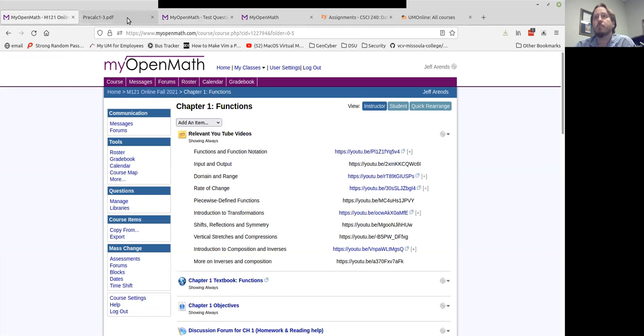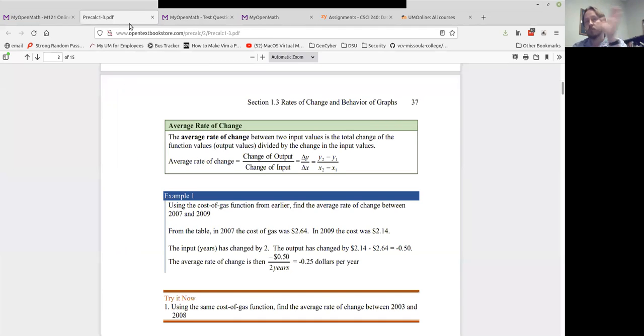All right, the next thing I want to talk about is we're finishing up, we'll do all of section 1.2. But then we'll also get into section 1.3. So I wanted to give you a little bit of a heads up on section 1.3. You can see the title of that section is Rates of Change and Behavior of Graphs. The average rate of change, we end up using that quite a lot during that section.